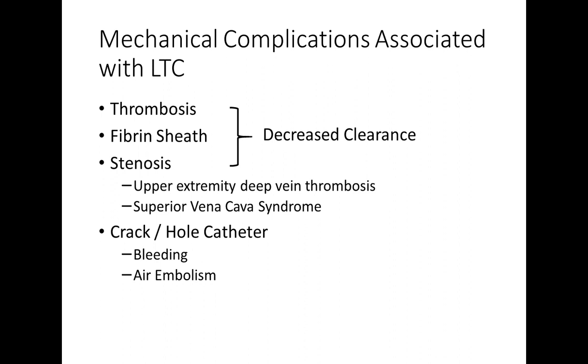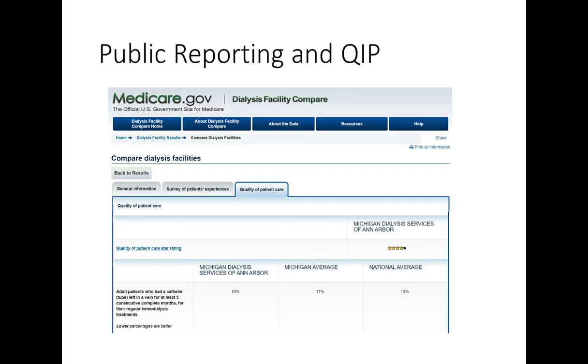If we go to the next slide. Finally, long-term catheter rates are publicly reported on the Dialysis Facility Compare website. Here you can see the dialysis clinic where I see patients. Our catheter rate's 10% relative to the state and national averages of 11 and 13% respectively. Vascular access is also incorporated into the STAR rating system, which you can see in the middle section of the slide. And obviously, vascular access is part of the quality incentive program, and so it can have an impact on the facility Medicare payment. So let me stop here.